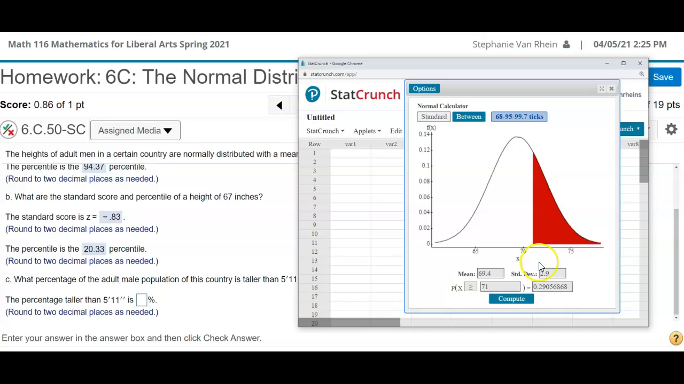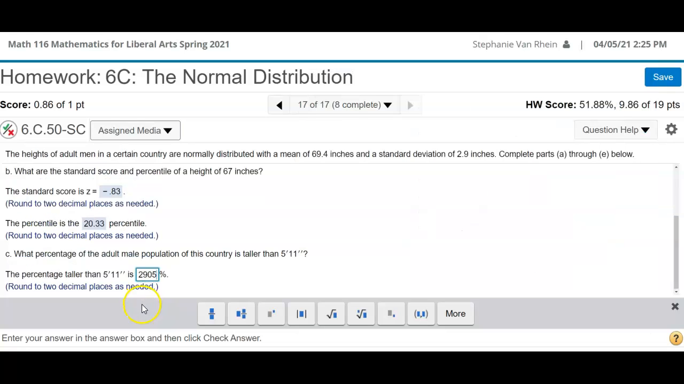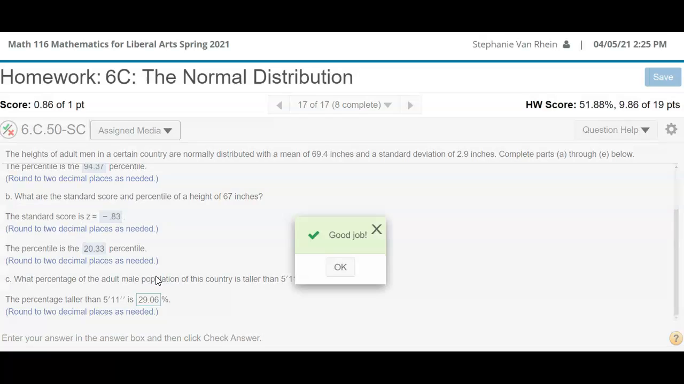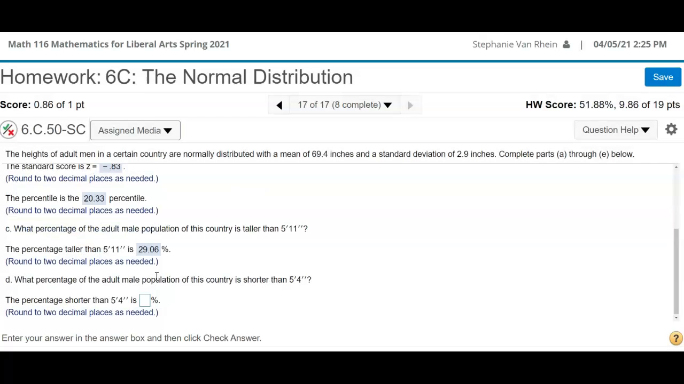So you can see 29.066, round 2 decimal places. So I'm going to round that 5 to a 6. It wants it in percent. And I get the correct answer there, 5.4.